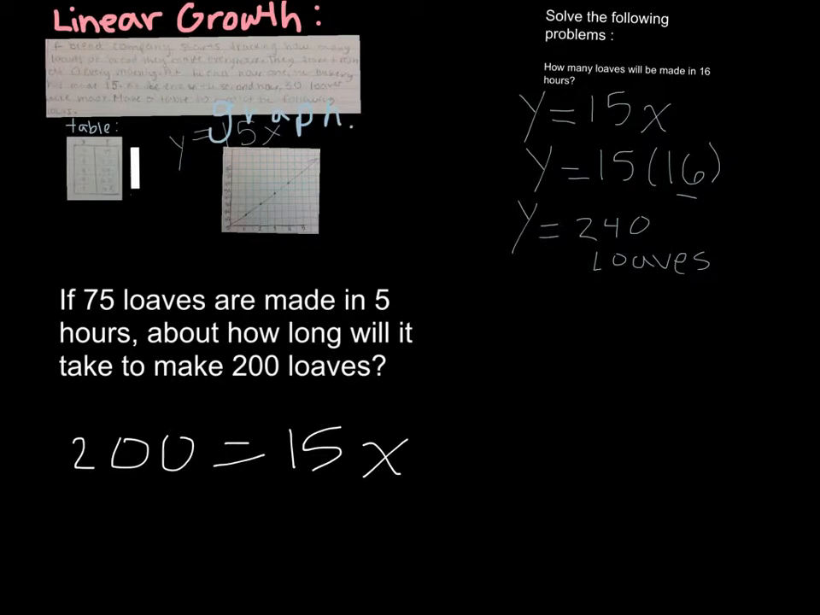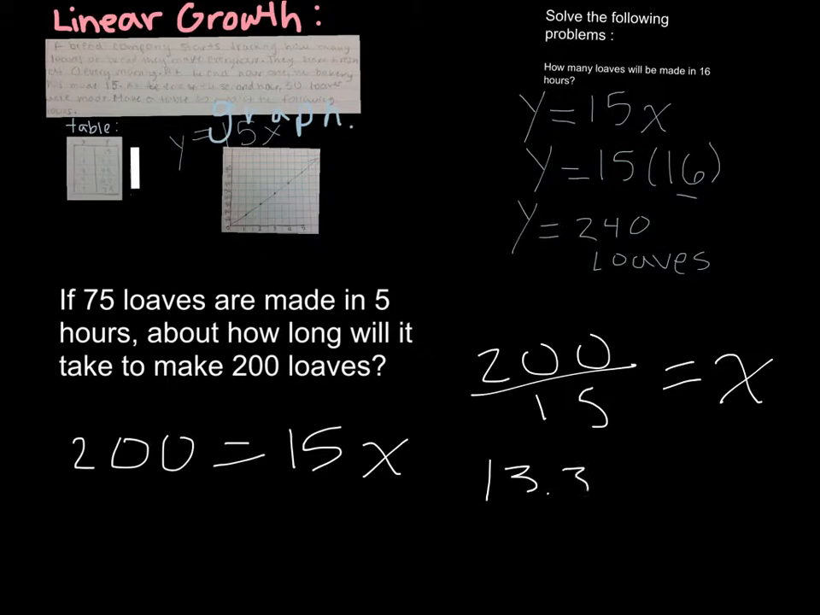To solve this equation, we have to divide 200 by 15. And so 200 over 15 would equal x. Now 200 divided by 15 is 13.3 repeating. But you can't have a repeating decimal when it comes to hours. And 13.3 repeating is also 13 and 1/3, which is also equal to 13 hours and 20 minutes.